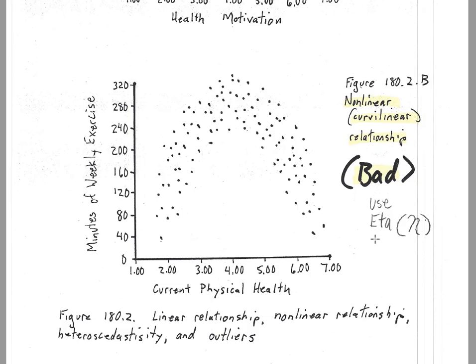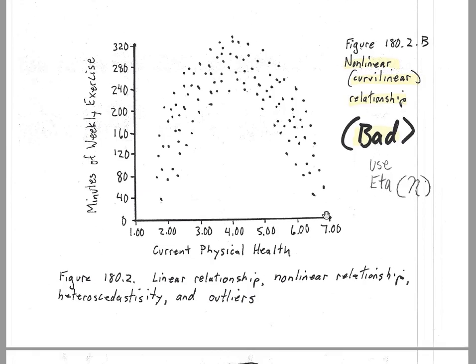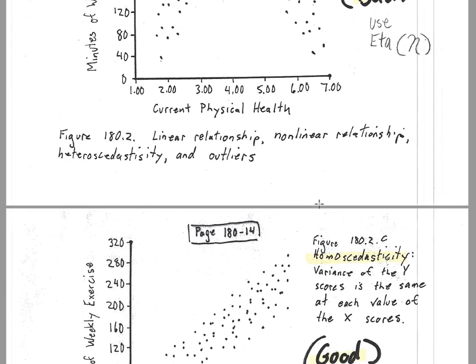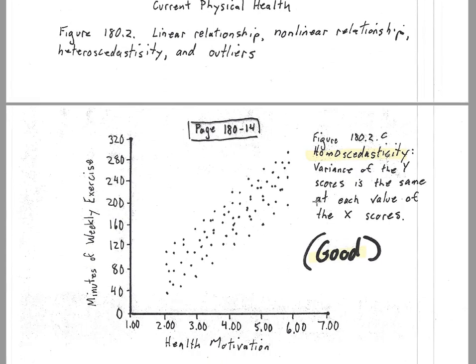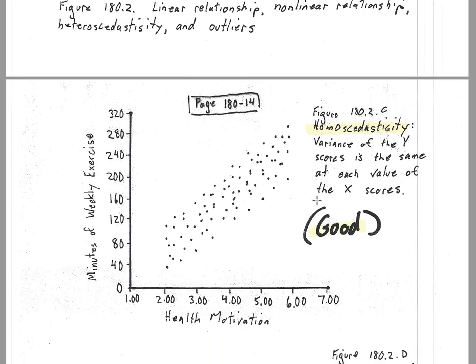The eta coefficient, sometimes called the correlation ratio. The eta correlation coefficient is appropriate for nonlinear relationships like this. If you find yourself in the happy situation where you have one, don't use Pearson r, instead use eta or some other statistic that's appropriate for a nonlinear relationship. We're still talking about conditions you do want and don't want if you're going to compute Pearson r.